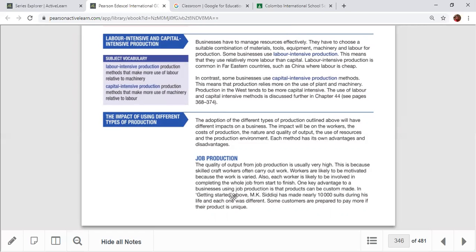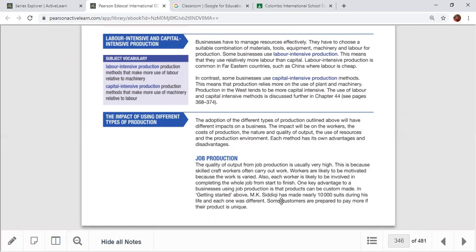One key advantage to a business using job production is that products can be custom made. What is the key advantage? Customization. You can customize your T-shirt if you want. You can write your name, or a famous celebrity or artist. I think these things are there nowadays. You can see now on Zoom and everything, you can customize your wallpaper, virtual backgrounds. You can customize.